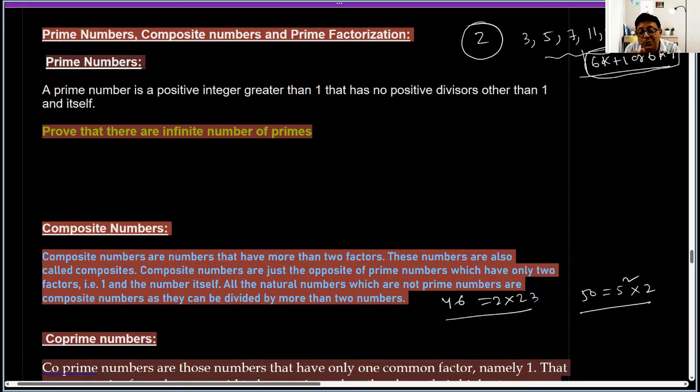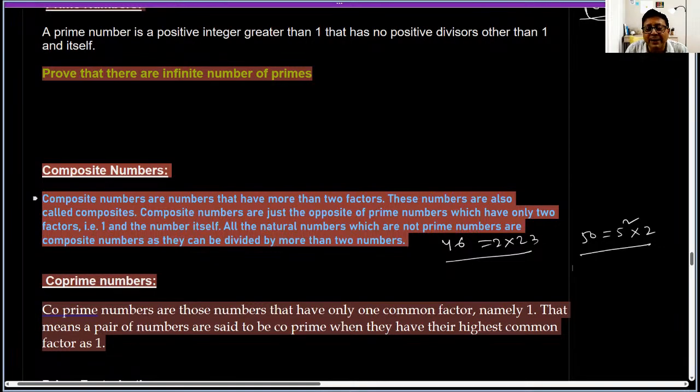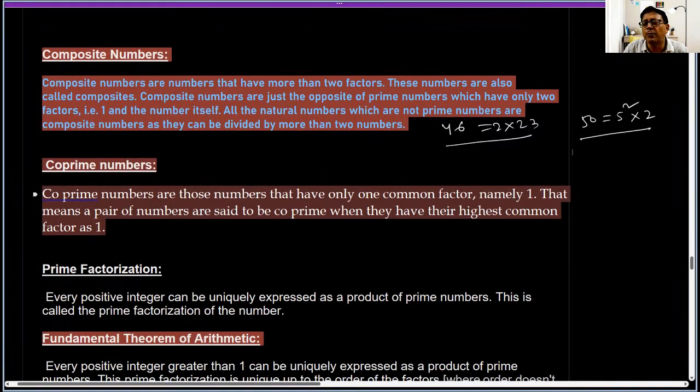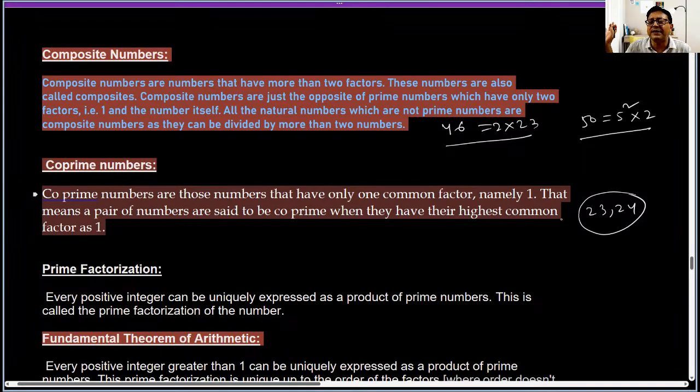Fix up your mind to do this today, to learn composite numbers, to remember composite numbers, to remember co-prime numbers. What are co-prime numbers? Two consecutive numbers are always co-prime. Why? Because they don't have any common factor other than 1. They are called co-prime numbers. 3 and 8 are also co-prime. They need not be consecutive. They may be 12 and 37, co-prime. They don't have any common factor other than 1.